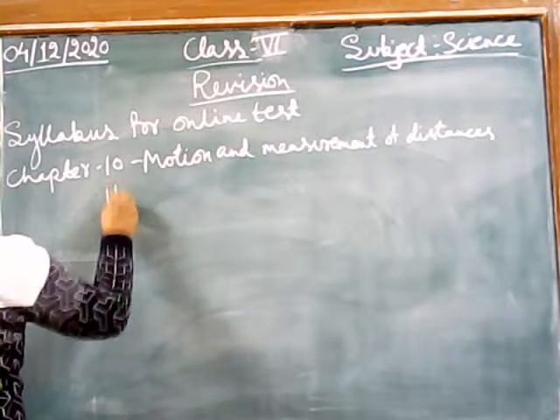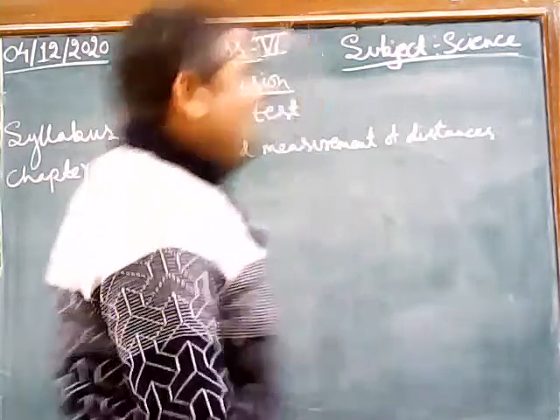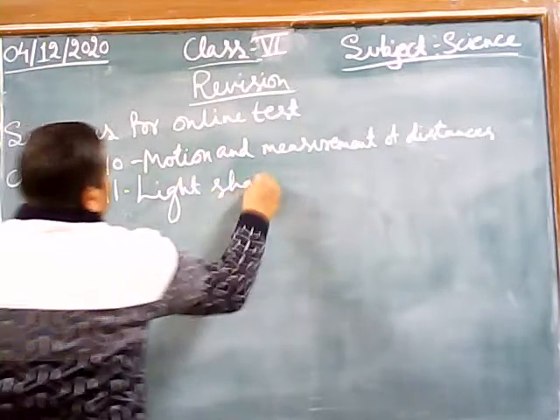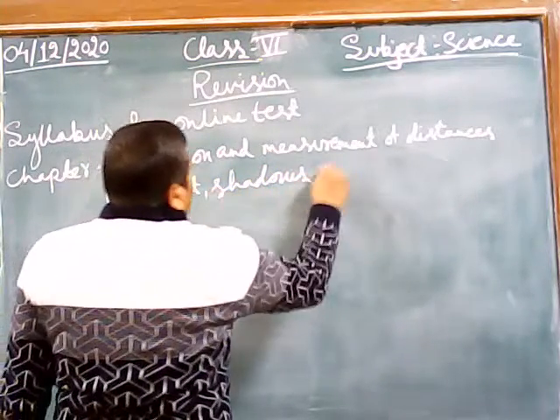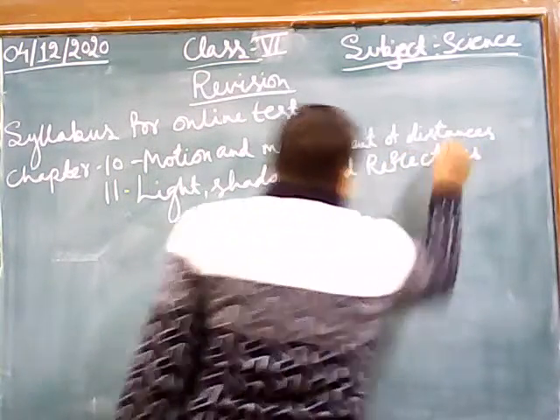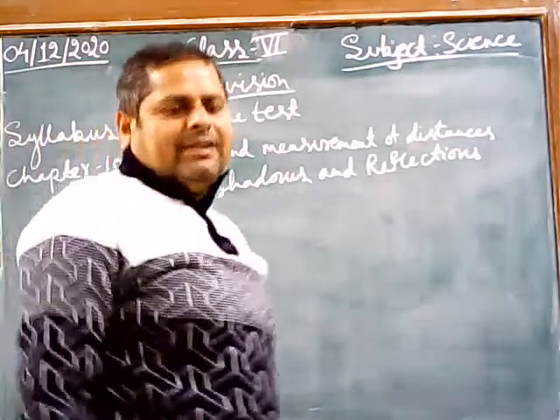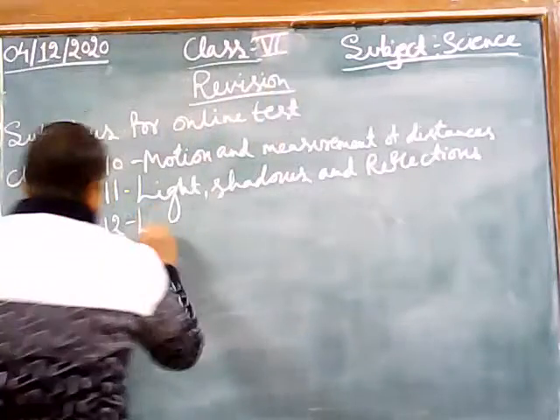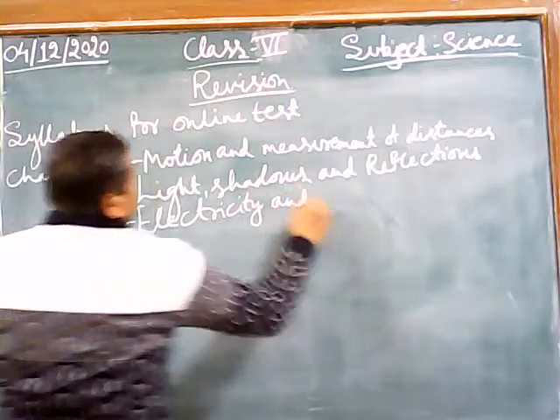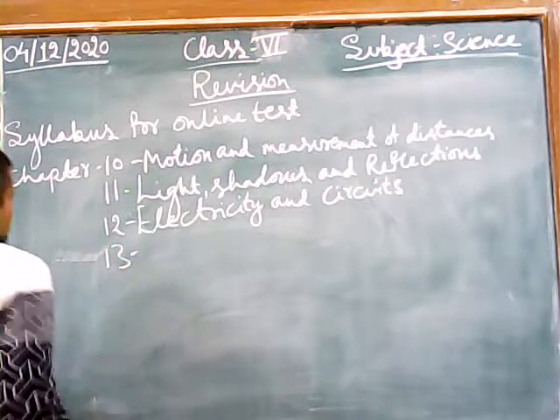Chapter number 11, what is the name of that chapter? Light, shadows and reflections. Chapter 12: electricity and circuits. Chapter 13: Fun with magnets.